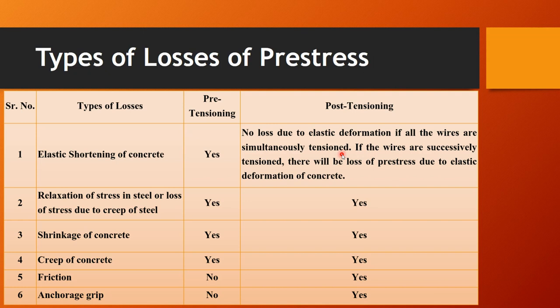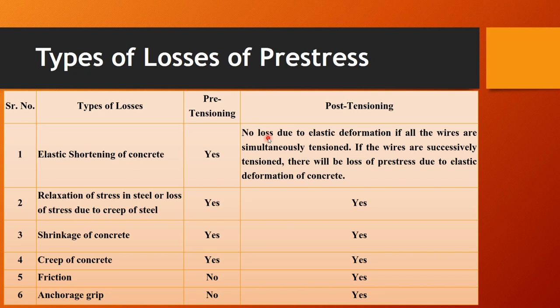There are two methods: we may apply the pre-stressing force to each wire individually, or we may apply the pre-tension force simultaneously on all wires. So if we apply this force simultaneously on the tendon, then there is no need to consider the loss of stress due to shortening of concrete, because we are applying this total force at the same time on all wires. That's why there will not be a possibility of shortening of concrete.